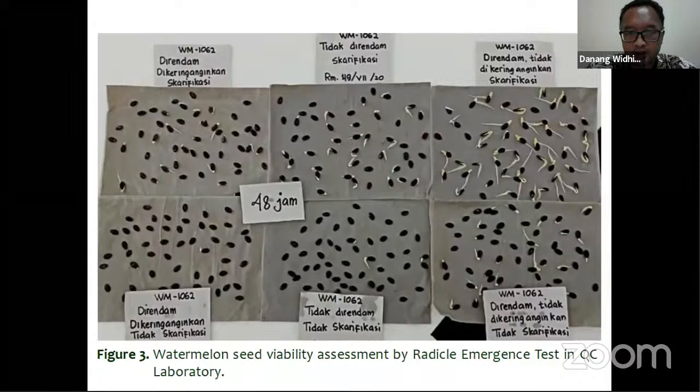Dan biasanya kalau di petani praktek itu sudah berjalan, terutama untuk benih-benih yang triploid. Ini biasanya perlu dipecahkan kulitnya, bukan digosok ya, tetapi dipecahkan kulitnya sehingga ada celah yang nanti akan dipakai untuk proses imbibisinya.